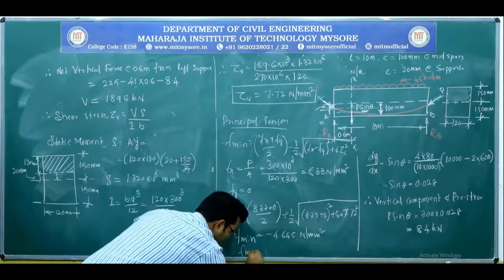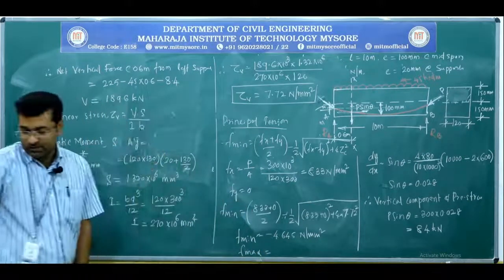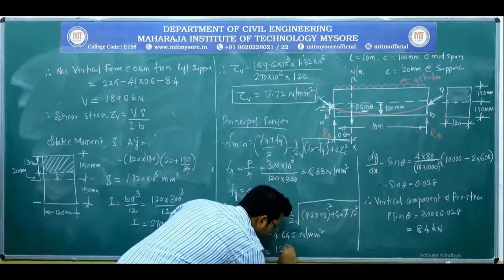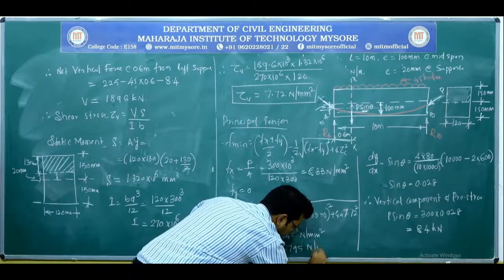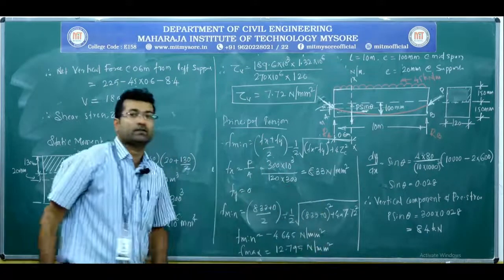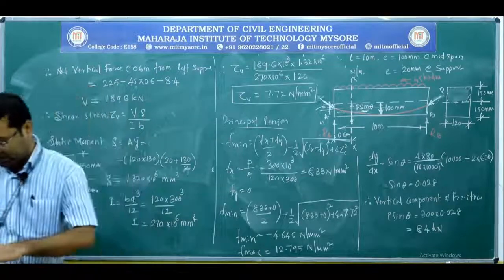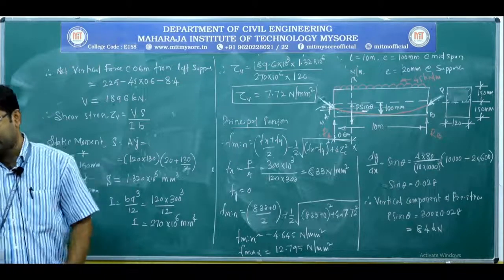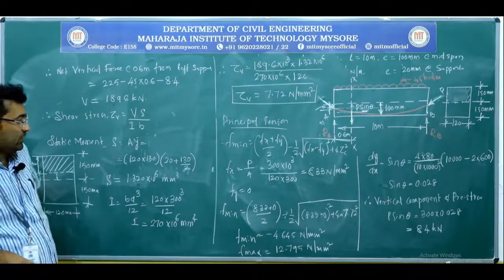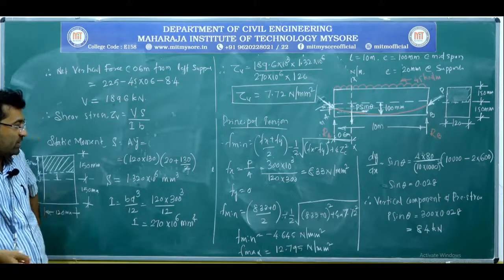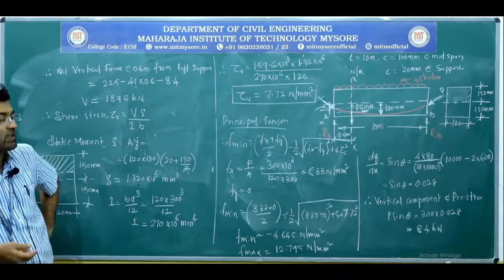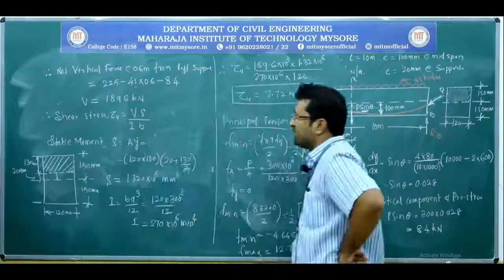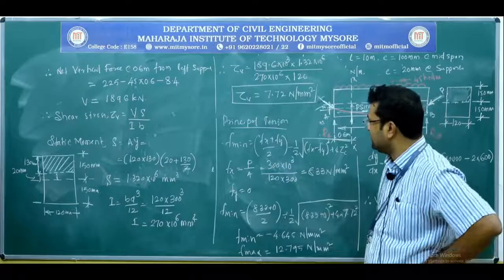If you similarly calculate f maximum, it will be about 12.795 newtons per millimeter square. Right? So I think in the question they asked only to calculate the principal tension. So even though we have the value for principal compression anyway. So this is how we can calculate the principal stresses at any point in the concrete sections. Right?